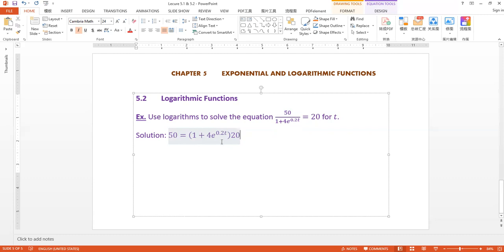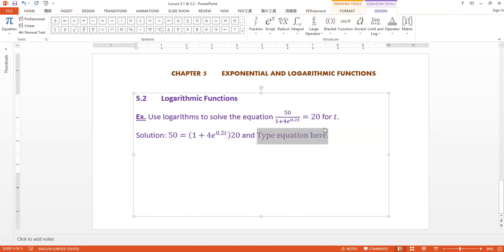All right, then we can do different things. Now we can distribute 20 on the right hand side. So if we do that, we're going to get 50 on the left hand side. That's not changing. And then 1 times 20, that's 20 plus now 20 times 4 on the second term on the right. So that's 80. And e to the 0.2t doesn't change. Okay, so that's what you get.